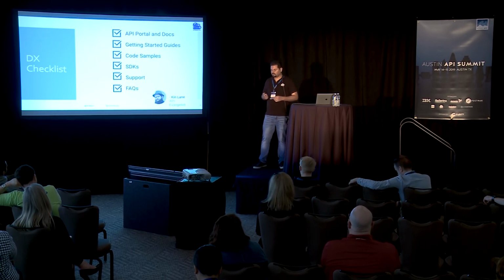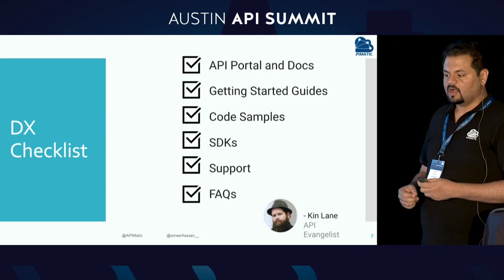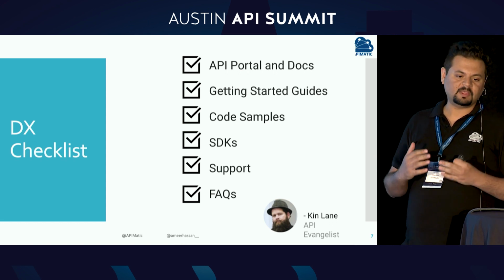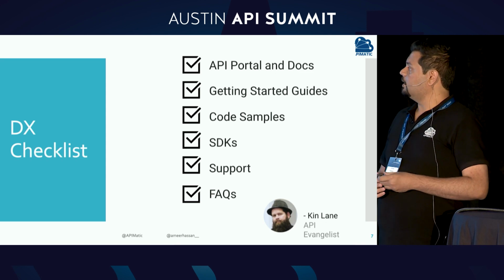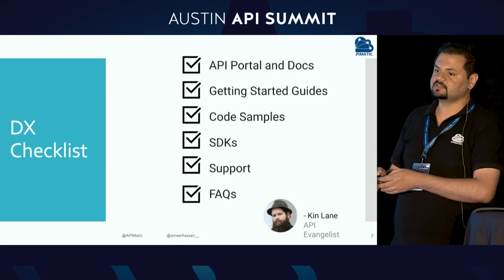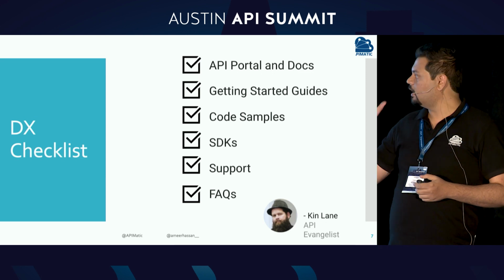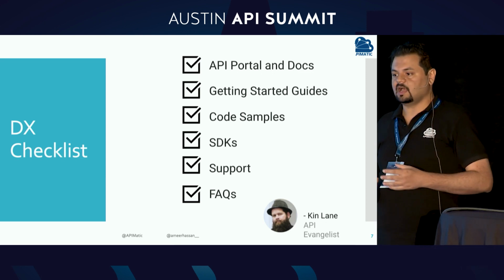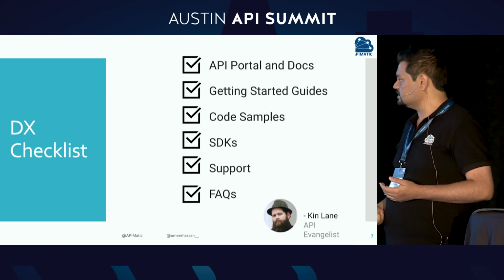There's a checklist by API Evangelist, Ken Lane. These are the components you need to have to start with a good developer experience. I'm pretty sure some of you who already have public APIs must have at least a few of these ticks done already. But when it comes to SDKs and code samples, that's when things start to get tricky, because a bit of complication gets involved.